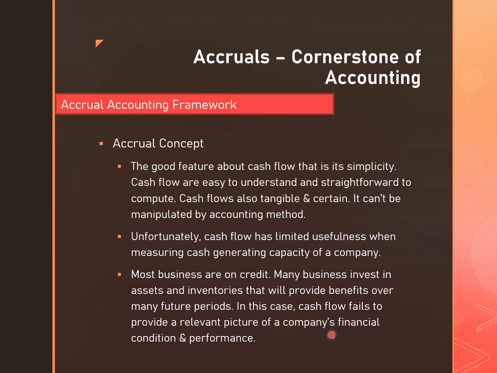What does it mean? It means that for cash, it will not be able to measure the cash generating capacity because most businesses are on credit basis. When they buy assets and inventory, it is not for the benefit of the current year only, so they may expect the benefit for many future periods to come. So if we use cash flow, it fails to provide the relevant picture about the company's financial condition and also performance. So that is why we are going to use this accrual concept.